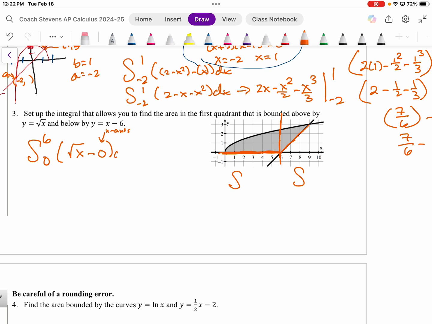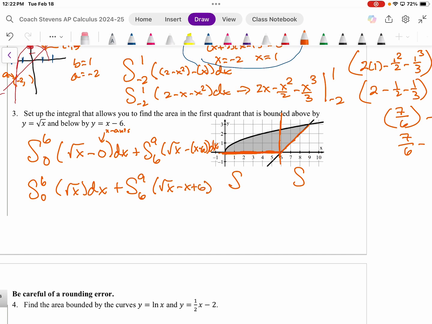So it's that dx plus the integral from 6 to, it looks like 9, of, again, the square root function minus x minus 6 in parentheses dx. And then all they told us was to set it up, so I just want to clean that up. The integral from 0 to 6 of the square root of x dx plus the integral from 6 to 9 of square root of x minus x plus 6 dx.